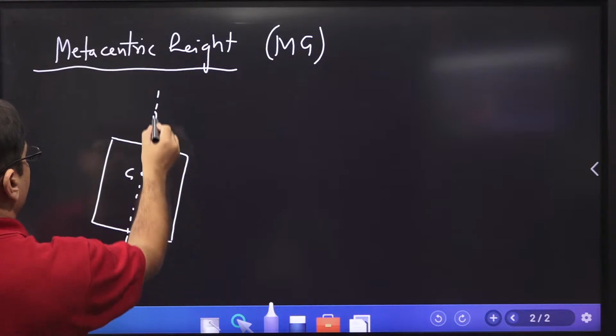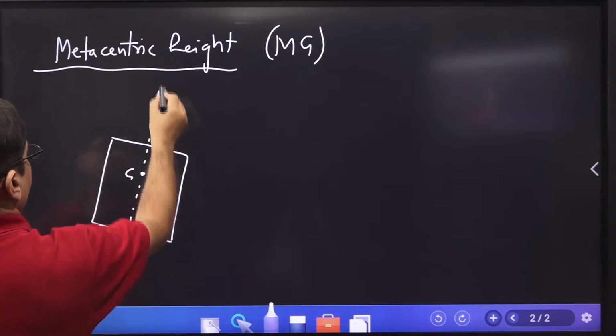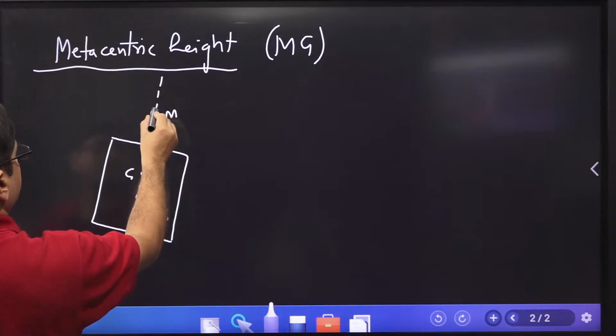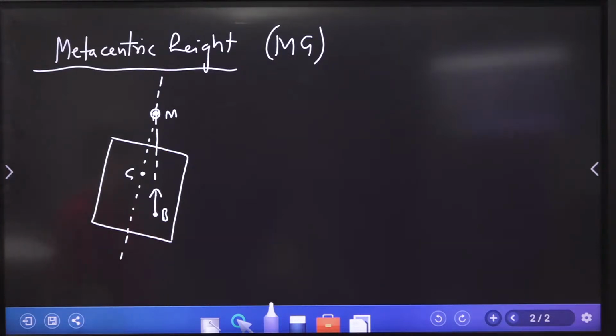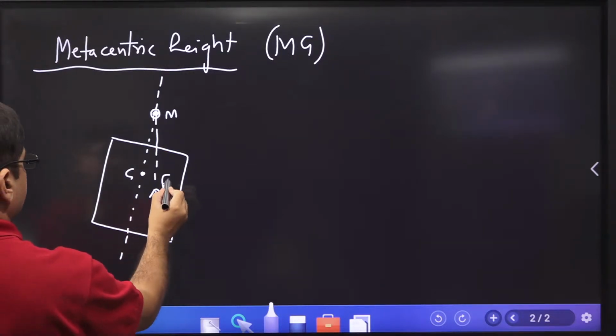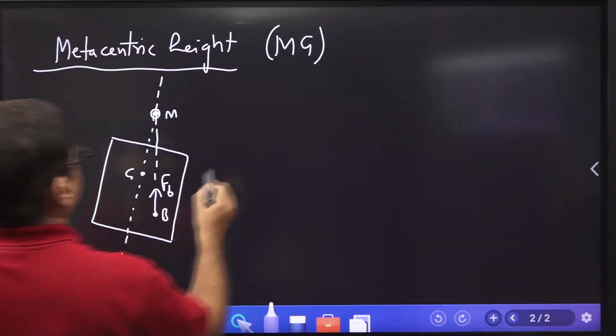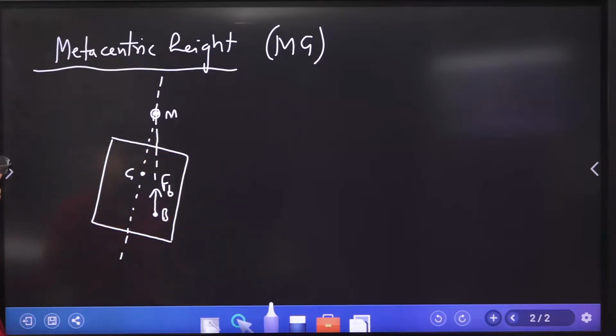Let's say this is a buoyancy force, and let us say this is M point. So what is the metacenter? Metacenter is that point at which the line of action of the buoyancy force will cut the original line of action. So the distance from M to G is called metacentric height. It is called metacentric height.